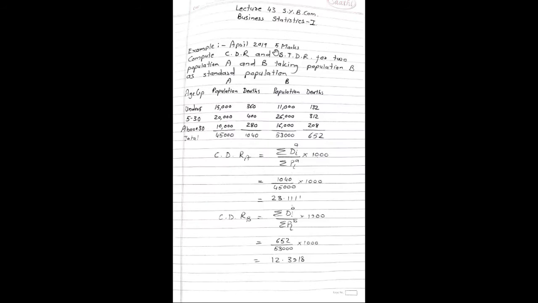So age group under 5, PIA value is 15,000. Total deaths are 360. So MIA calculations are 360 upon 15,000 into 1000, which is equal to 24. 24 into 11,000. 11,000 is the population value. See, this is the population value for population B for age group under 5. So we will multiply with 11,000. So the answer becomes 2,64,000.